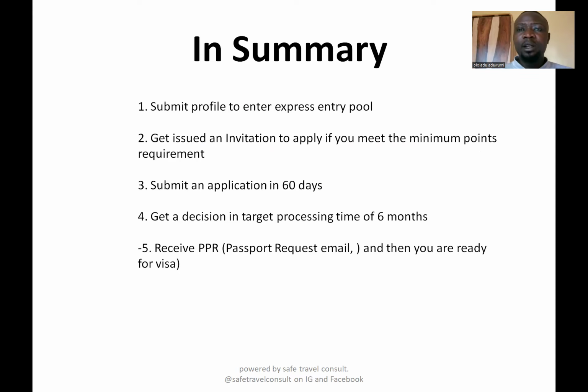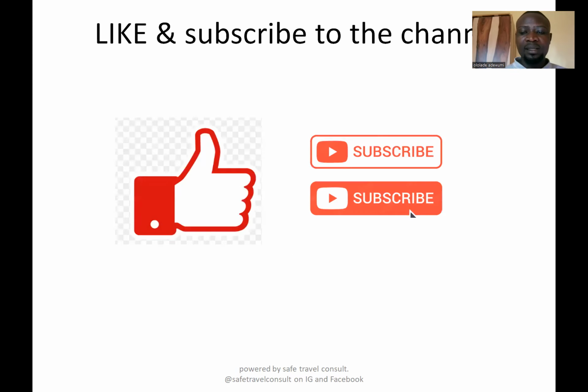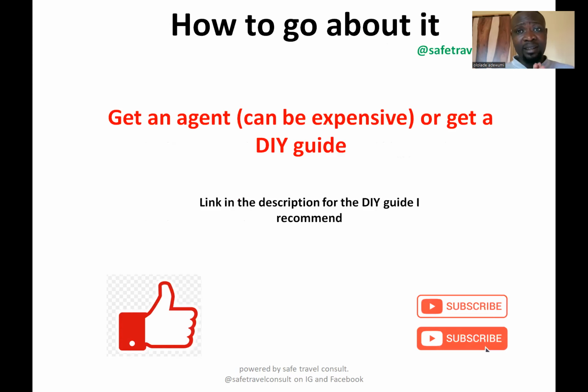Okay, so after that, if you meet the required points during the draw that normally takes place every 2 weeks, then you get an invitation to apply for permanent residence. That is, if you meet the required minimum points. Okay, and after that, you'll be required to complete your application within 60 days. Within 60 days. And once your application is approved, then you get your passport request email congratulating you of your new status of permanent residence. Okay, I hope you understand the step-by-step that I just broke down about how Express Entry works.